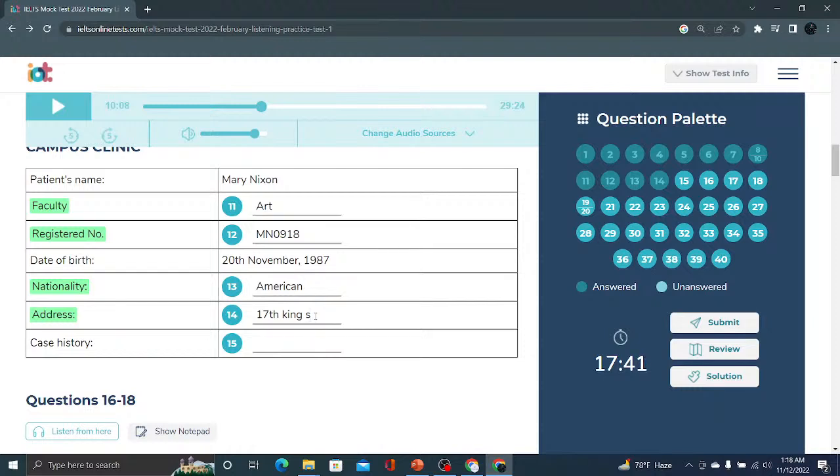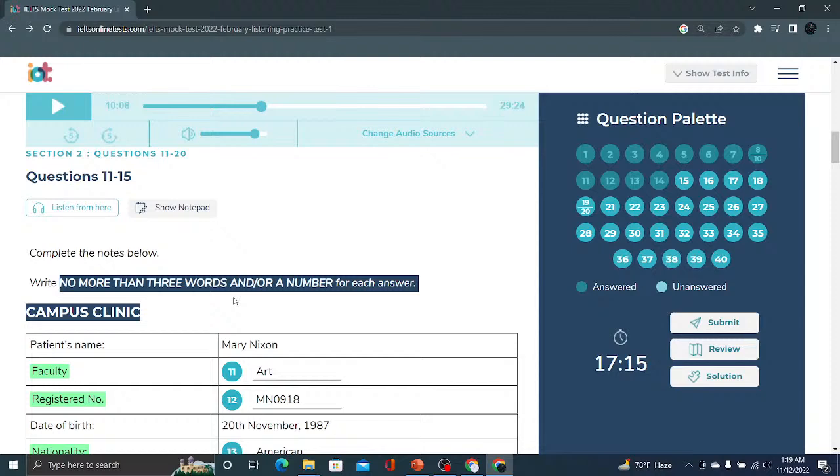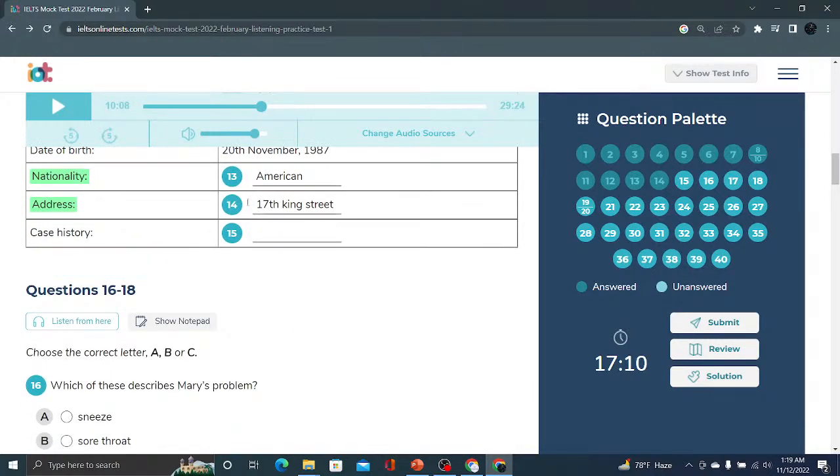Okay, see, she said that his present address is 17th King Street. So 17th King Street would be the answer. You may think that there is a forward, but no, it's not. This is a word, and this is another word, and this is another. So here is only 3 words, and we are allowed to write 3 words as it is mentioned in the instruction: no more than 3 words. So we are in the limit.